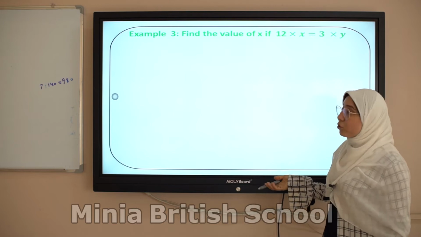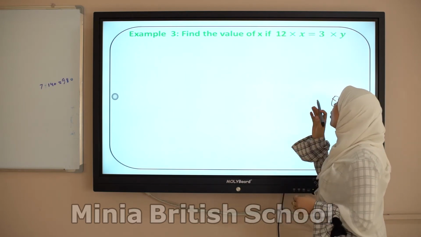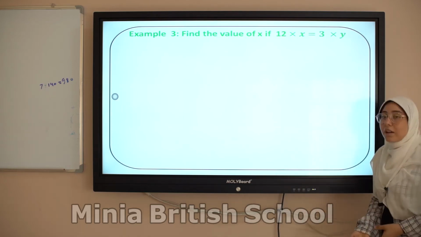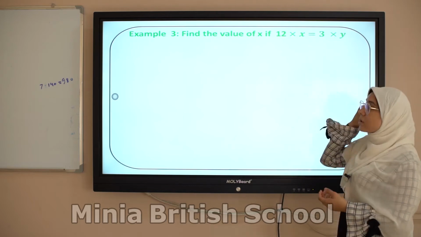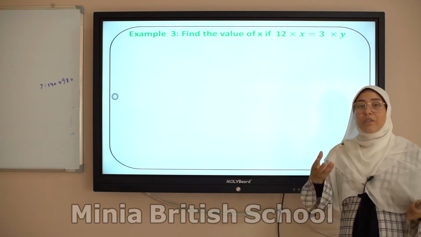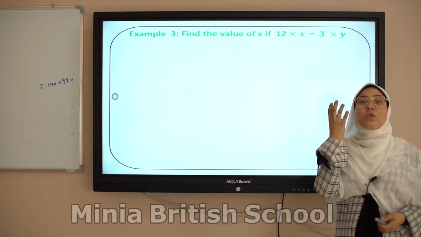So, example for this property. Find the value of x. If 12 times x equals 3 times y. Again, 12 times x equals 3 times y. Now I need to find the ratio of x to y, the value of the ratio x to y.